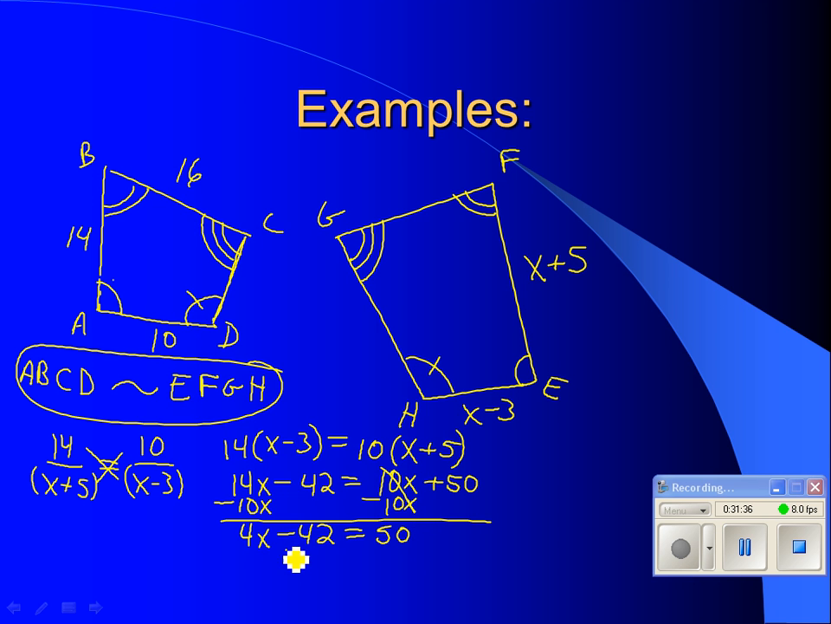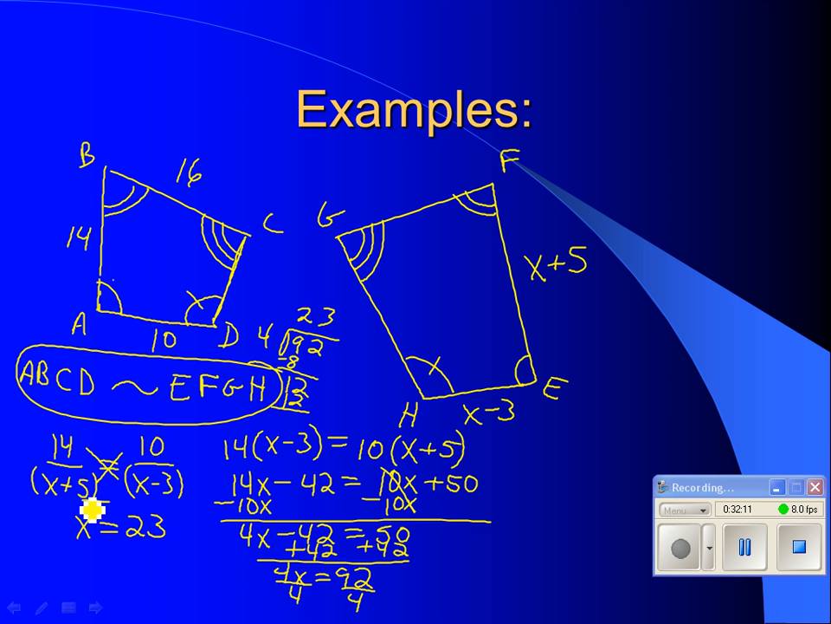Plus 42 to each side. Add 42 to both sides. 4x equals 92. Now what? Divide by 4. How many 4s are there in 92? You're not sure? Come up here and divide it. How many 4s in 9? 2. Put a 2 up there. That's 8. Subtract those. How many 4s in 12? 3. That's 12. Comes out even, so 23. That's part of our answer. Or another part.